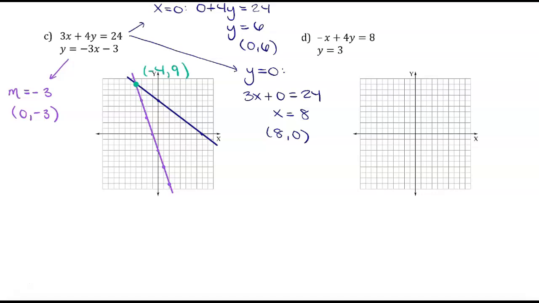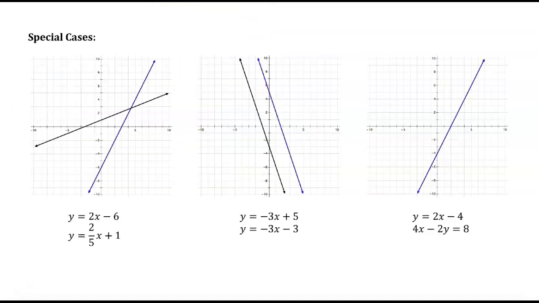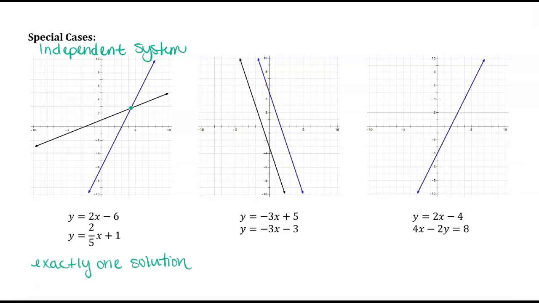Now let's take a look at some special cases. Looking at this first pair of lines, this is what we have seen so far. We have 2 linear equations that when graphed, they intersect at exactly 1 point. This is called an independent system. Independent systems have exactly one solution, and it's precisely where the 2 lines intersect.